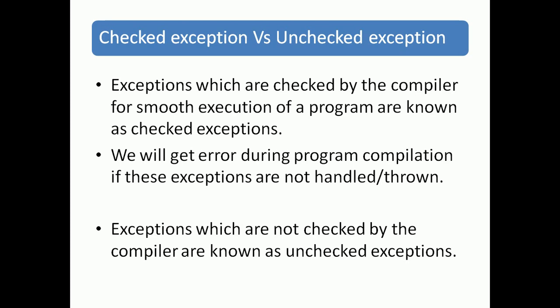Exceptions which are checked by the compiler for smooth execution of a program, before the program is actually running or going into the runtime environment, are known as checked exceptions. We will get an error during program compilation itself if there is any checked exception in the program, and these are supposed to be handled, otherwise the compiler will give us an error. Then we come to unchecked exceptions. Exceptions which are not checked by the compiler are known as unchecked exceptions.